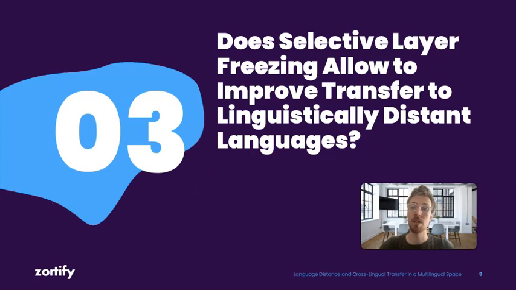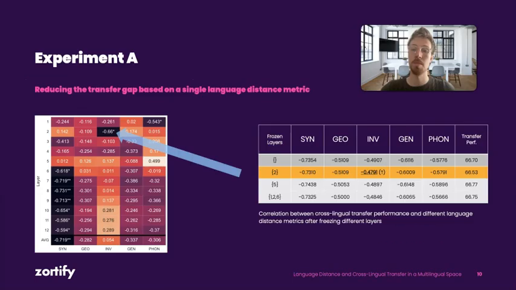So now, after having made these observations, we asked ourselves if we could somehow use these findings to improve the transfer to linguistically distant languages. So an intuitive idea was, for example, to freeze layers that show a significant correlation between language distance and the impact on the representation space, as the shifts that happen in these layers might potentially be responsible for the transfer gap between distant languages. Therefore, we performed three simple experiments to test our hypothesis.